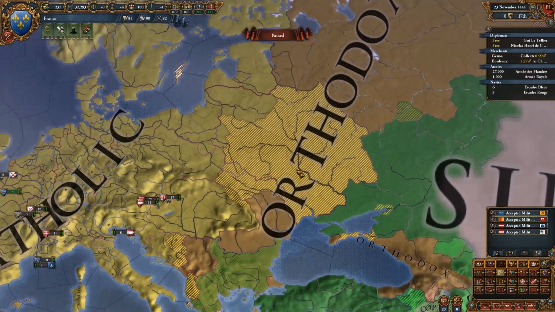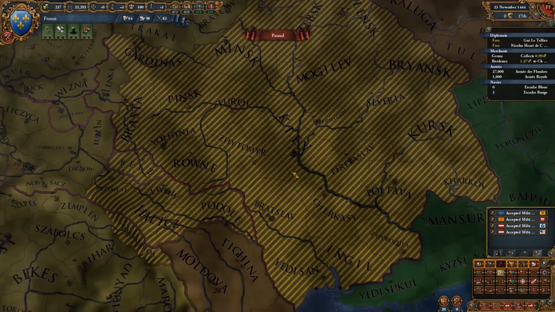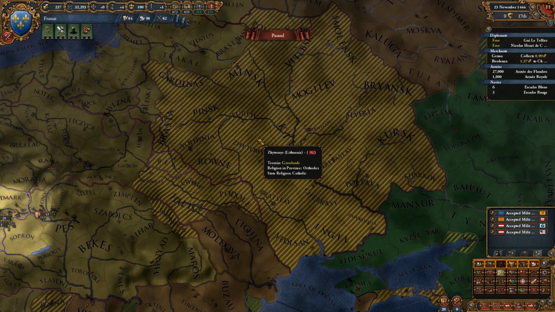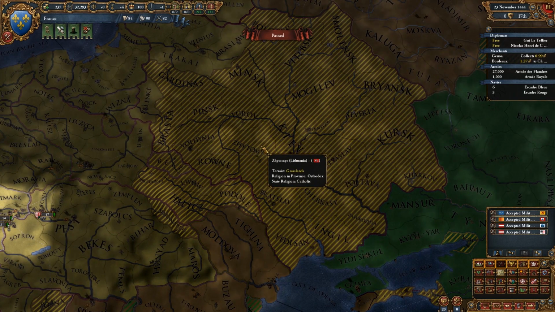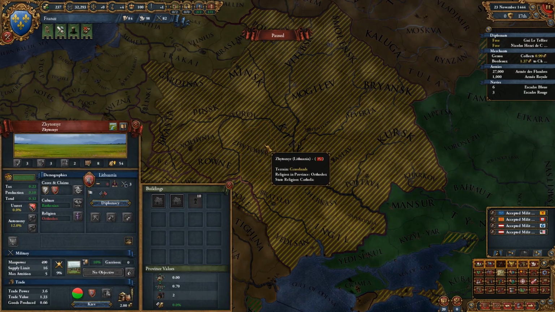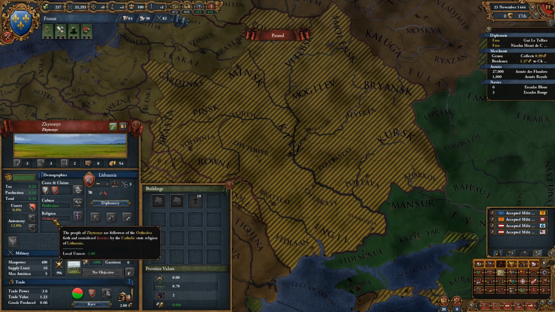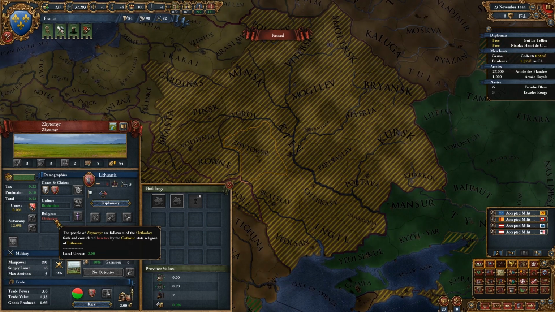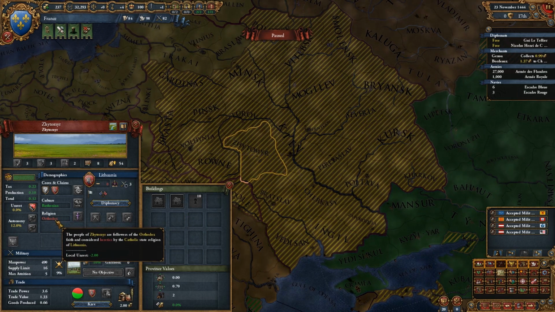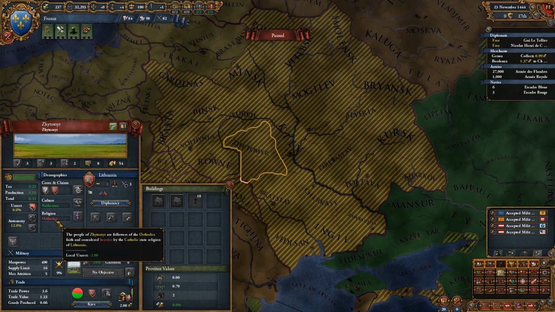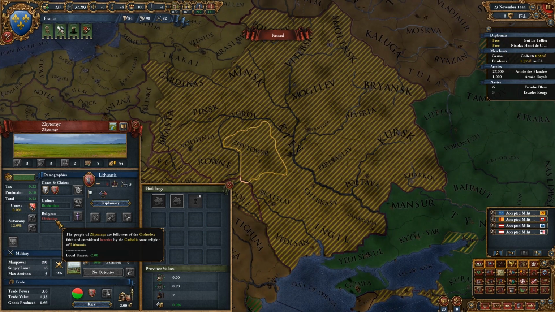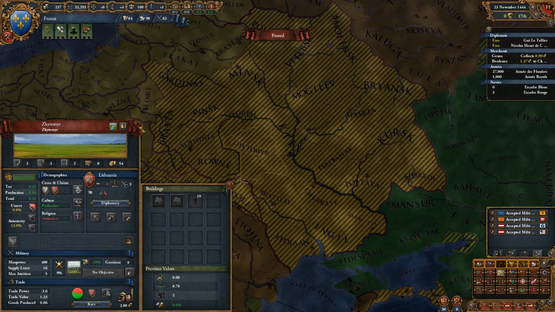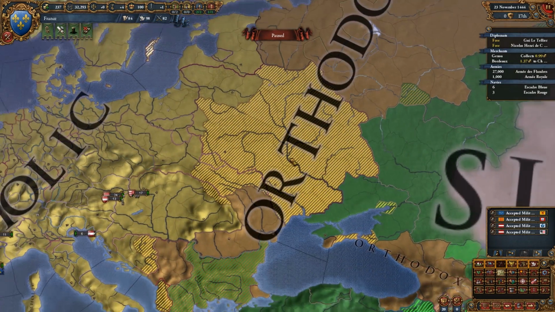You will see there are some places where you do have these stripes, and stripes indicate that the religion of the province differs from the state religion. So if we look at Lithuania here, for example, if we go ahead and left-click on one of Lithuania's provinces, we can actually see that the current religion is Orthodox. So the people of this particular province, which I'm not going to attempt to pronounce, are followers of the Orthodox faith, but they're considered heretics by the Catholic state religion of Lithuania. So Lithuania is actually Catholic, but most of its provinces are Orthodox.